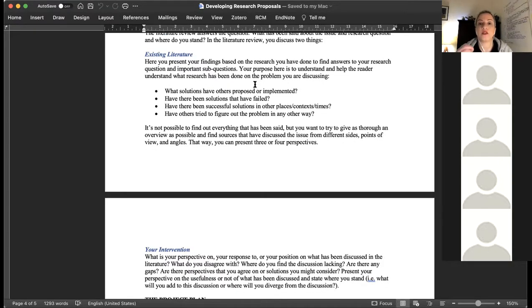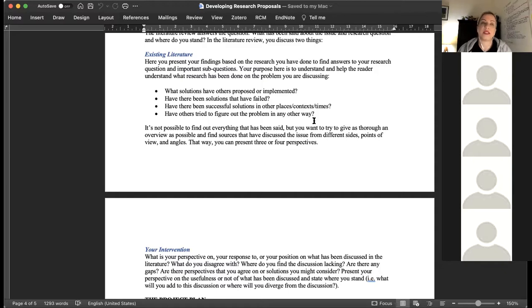Your purpose here is to understand and help the reader understand what research has been done on the problem you are discussing. What solutions have others proposed or implemented? Have there been solutions that have failed? Have there been successful solutions in other places, contexts, times? Have others tried to figure out the problem in any other way?